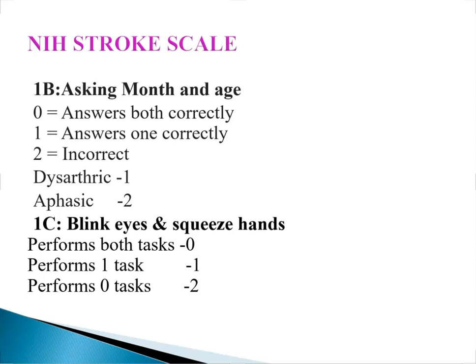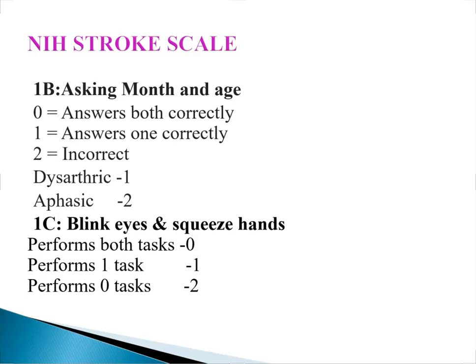And 1B is asking the month and age. If the patient answers both questions correctly, it is marked as 0. Answers only 1, then it is marked as 1. And if the patient answers both incorrectly, it is scored as 2. Dysarthric, it is scored as 1. Again, if the patient is aphasic, marked as 2.